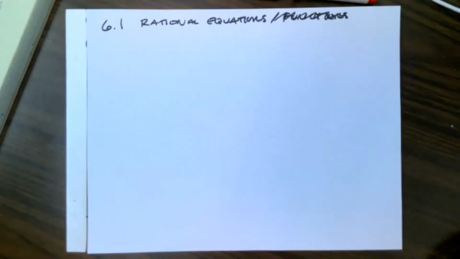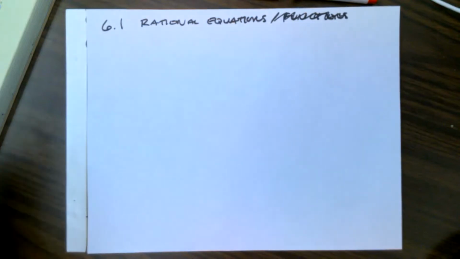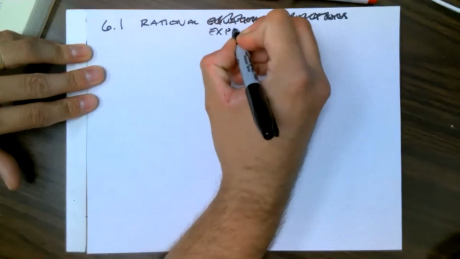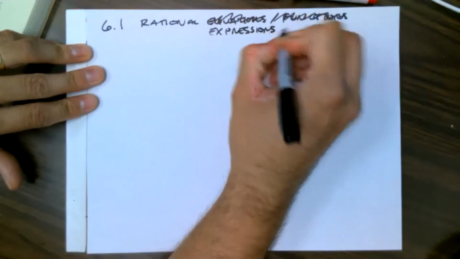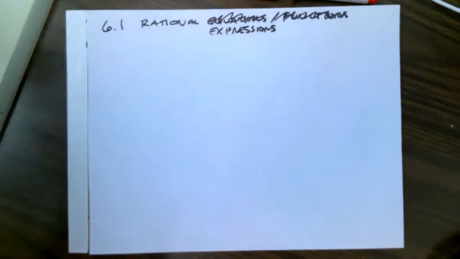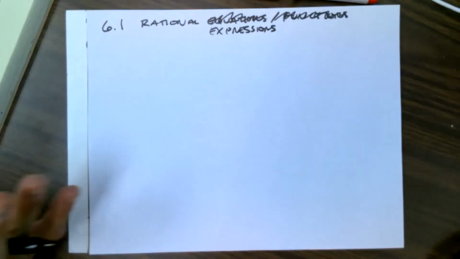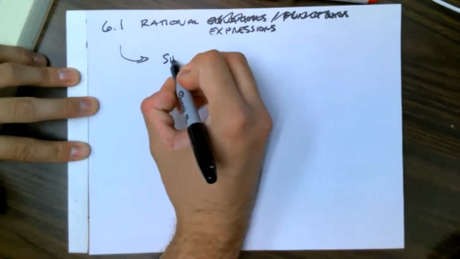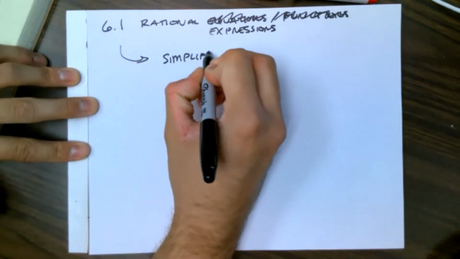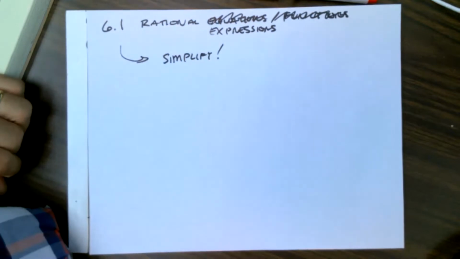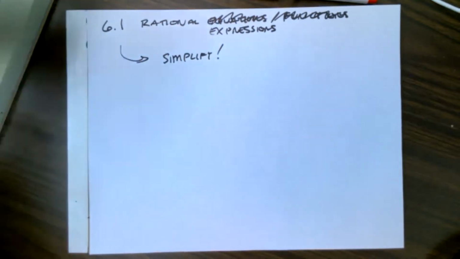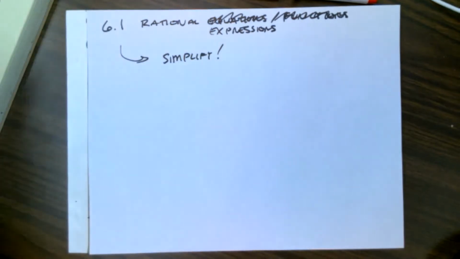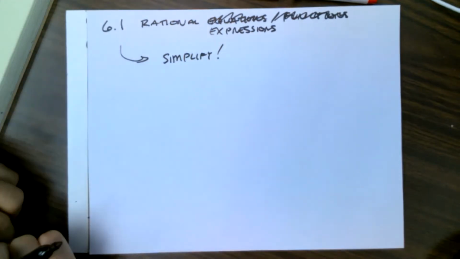Boom. So 6.1, rational equations. It's really rational expressions. It's going to bother me. I'll put that. So rational expressions, because there's not an equal sign. Okay. So before we get to simplifying, that's what 6.1 is going to be about. Today, we're going to learn how to simplify these rational expressions, okay? And before we simplify rational expressions, I'm going to show you how to simplify fractions in the same way we're going to simplify these rational expressions.